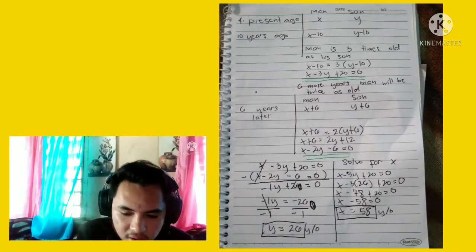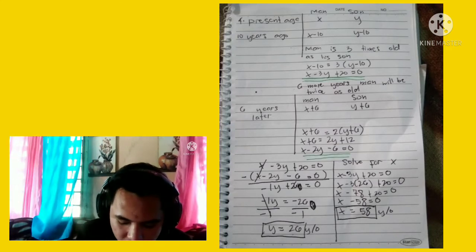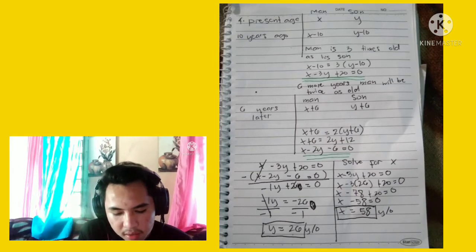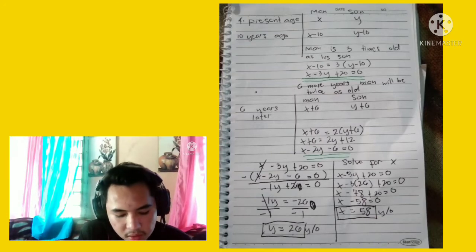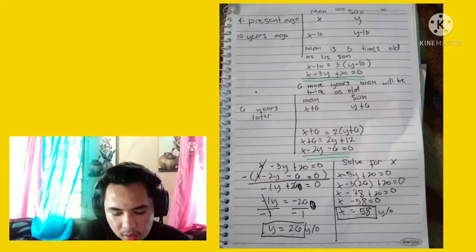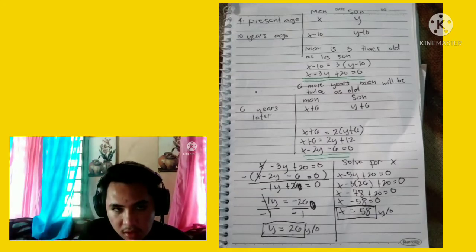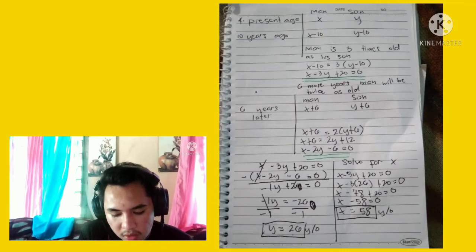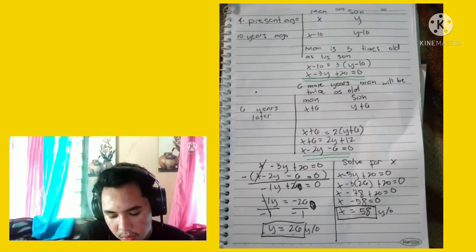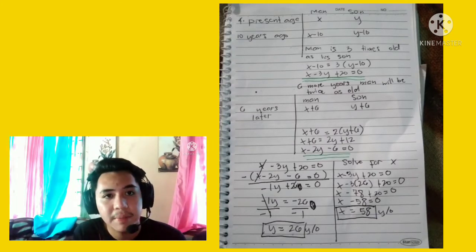So let's solve now for the age of the man. So to solve for x, we're going to get our first equation here, which is x minus 3y plus 20 equals 0, and substitute our y, or the age of our son. So now we have x minus 3 times 26 plus 20 equals 0. So x minus 78 plus 20 equals 0. So let's transpose our negative 58 to the other side and our x is equal to 58 years old, and that is the age of the man.